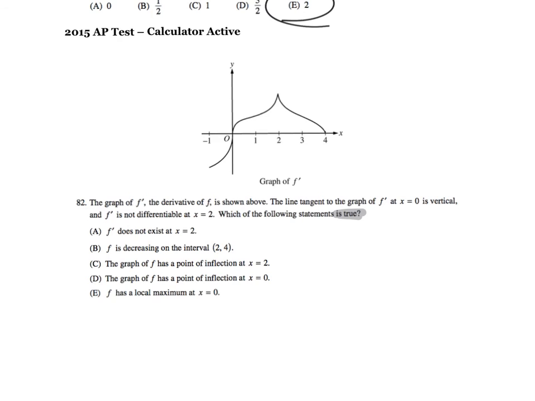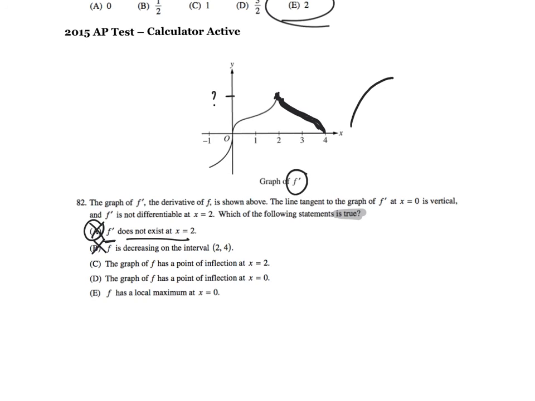It says my second f prime does not exist at 2. Wouldn't you agree f prime at 2 has some value? We don't know what it is, but it is a value. Okay? My second derivative would not exist at 2, but my first does. Is my function decreasing from 2 to 4? Well, again, this is a graph of f prime, and these are actually positive y values. So my function is actually increasing with a slope that's approaching 0. So I disagree with B.